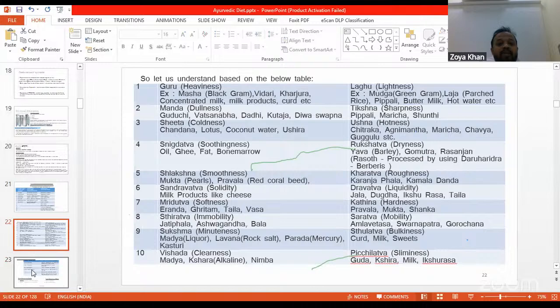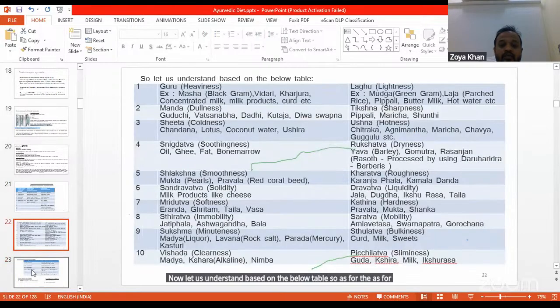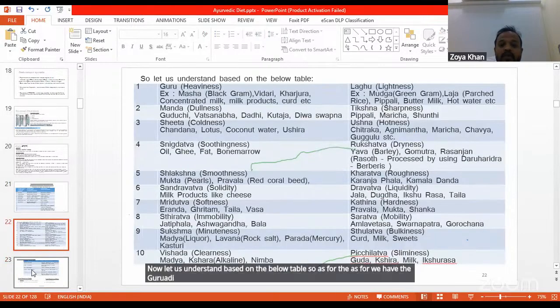Now let us understand based on the below table. So as per the Guruvadi gunas, okay. So again we have 20 gunas in Ayurveda. So let us understand what each and everything denotes and how it gets predominant.